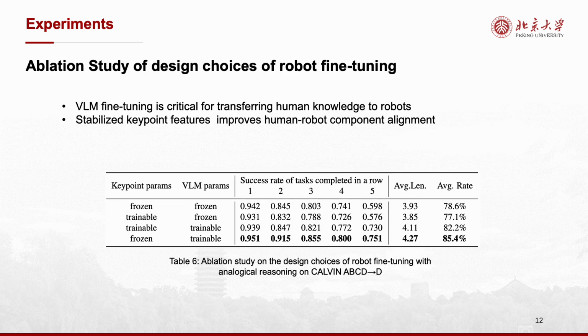We also ablate the design choices of robot fine-tuning. The keypoint and VLM parameters are frozen or trainable. The best choice is to freeze the keypoint parameters and train the VLM, which may be because VLM fine-tuning is critical for transferring human knowledge to robots, and stabilized keypoint features improve human-robot component alignment.